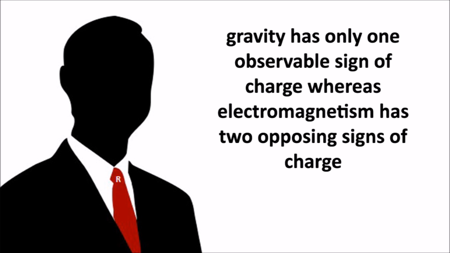This is similar to saying 2 plus 2 divided by 4 is the same as 100 subtracted by 5 divided by 4, simply because both equations contain dividing by 4. Ignoring this, there are several reasons why electromagnetism is not a valid replacement for gravity. Firstly, gravity has only one observable sign of charge, whereas electromagnetism has two opposing signs of charge. Also, electromagnetism affects different materials differently.